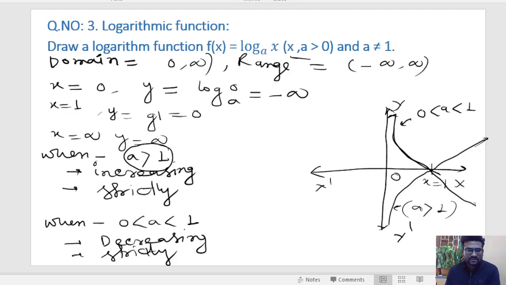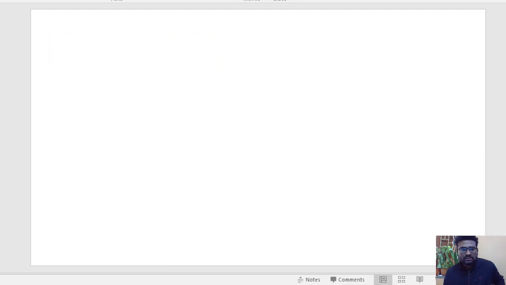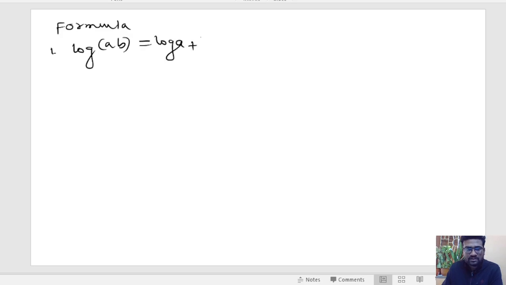Some important formulas for the logarithm function I can write, and everyone make a small note. So, formula number 1: log of ab equals log a plus log b.